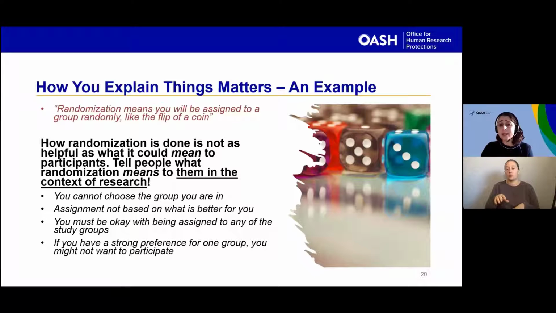So rather than explaining the how, maybe explain that I may not choose which group I'll be in. Explain that assignment will not be informed by what is best for me as a participant, and that I have to be okay with whatever group I'm ultimately assigned to. And if I'm not okay with that, maybe that's a reason for me not to participate in the research.